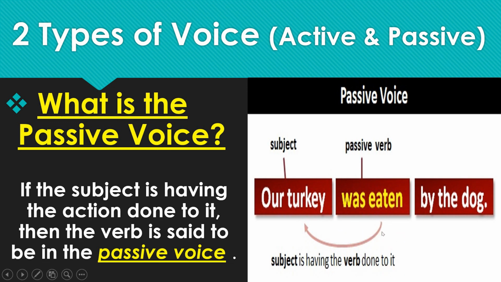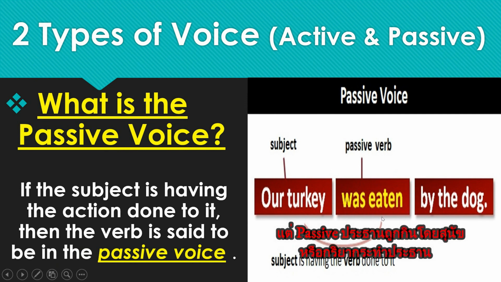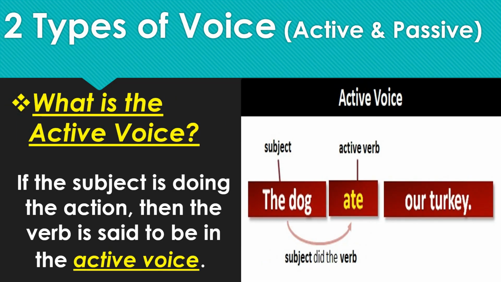Okay? So, the verb is the one who does it to the subject. While you look at here, in the active voice, the subject is the one who does the verb. Okay? But in the passive voice, the verb is the one who is done to the subject. Okay? Do you understand? For active voice, the subject is the one who does the verb, while in passive, the verb is the one who is done to the subject.